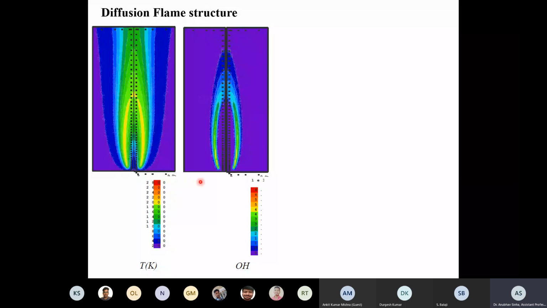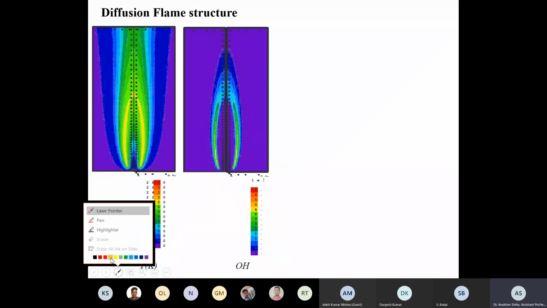So if we compare with the OH we have seen for a premixed flame, anyone remembers that? How it looks? OH for premixed flame. It was looking like a cone. Right? It was very near to this region and it burnt very fast because everything is mixed. So this is how the OH profile looks for premixed flame, you can go back to the premixed flame slides and look. But for diffusion, this is how it looks.